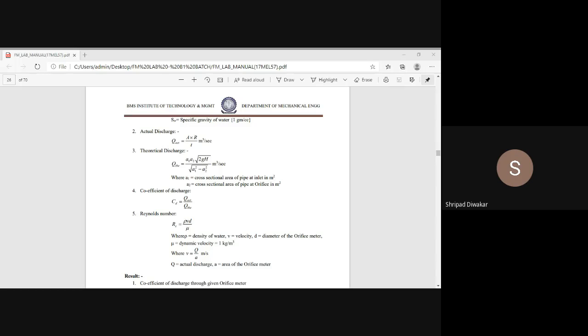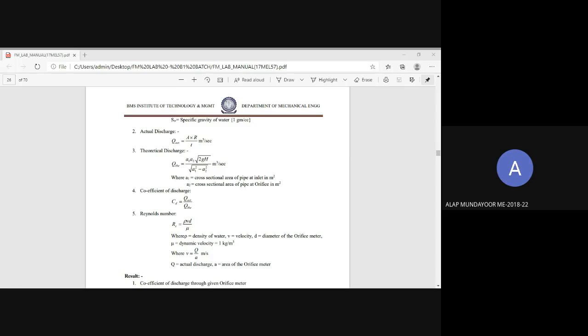You tell me how much value of V you got? Velocity, Q by A. How much are you getting? I didn't put it like cube. I just directly wrote Q by A. So how did you calculate that Reynolds number? Tell me the procedure. Yes, sir. Same formula, sir. Rho V D by mu, right?